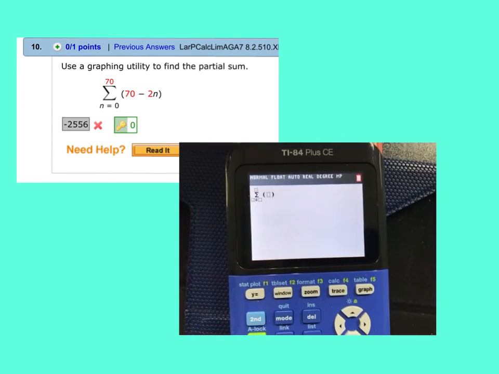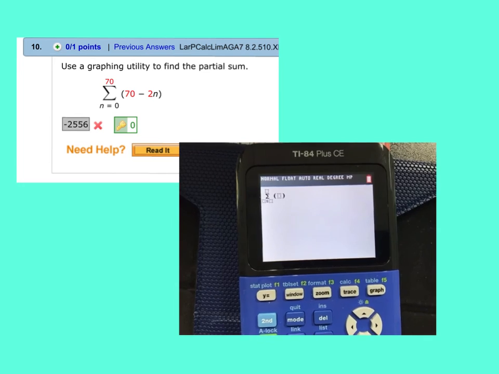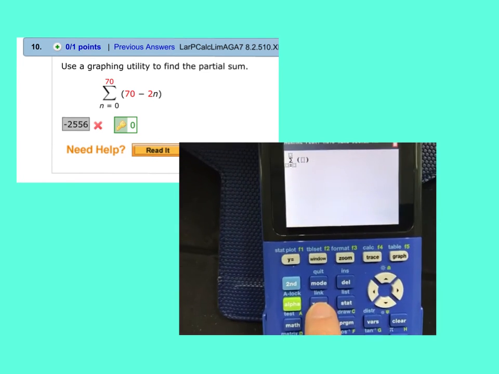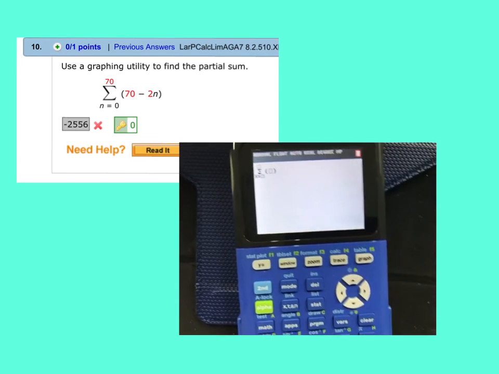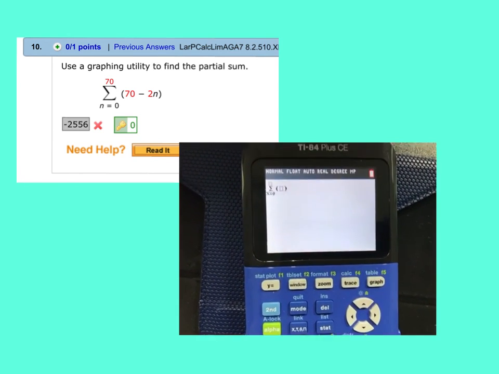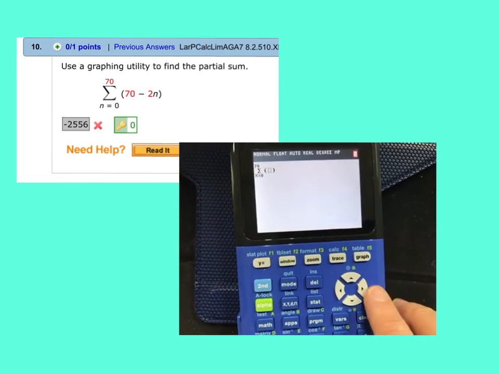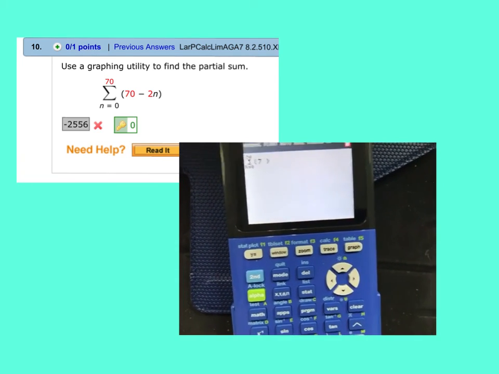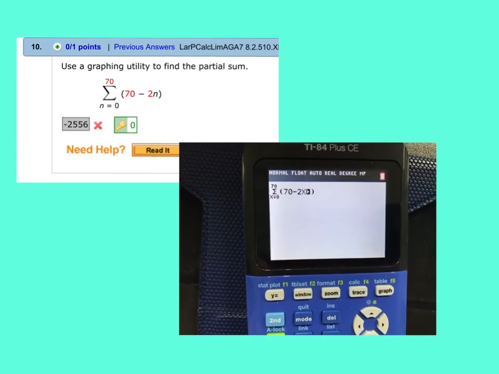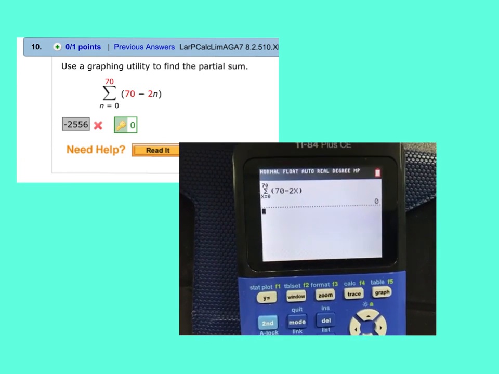So I went to math, I went to summation. I need the bottom to be x equals 0. It says n, but that's just a variable, so it doesn't matter which one I use, x. And then 0. Arrow over, and it brings you to the top. That's 70. Arrow over, and it's 70 minus 2, my variable, which is x. Hit enter, and there's my summation.